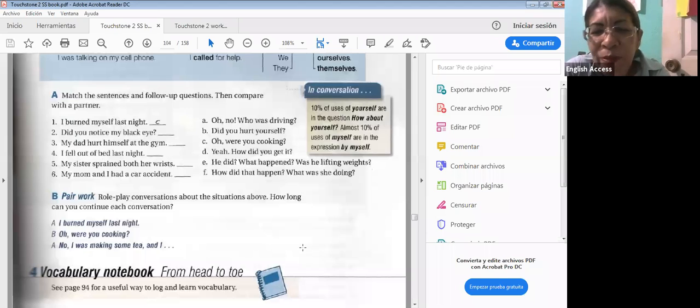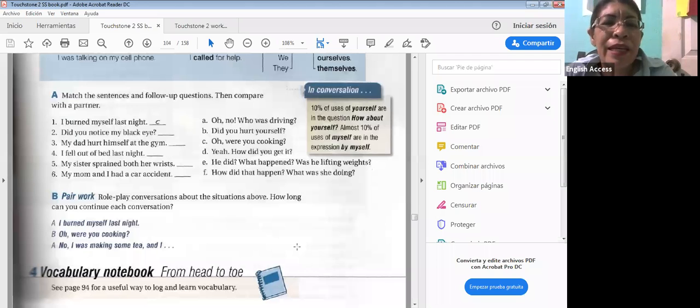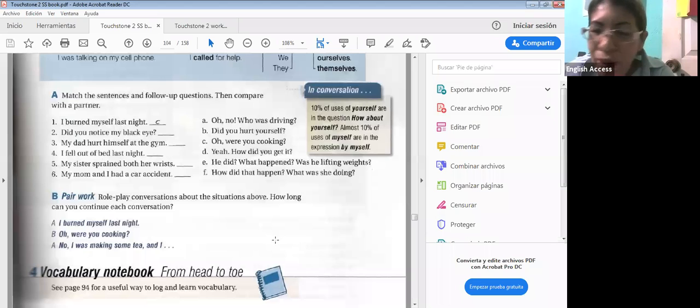Let's begin, number 4. I fell out of bed last night. Did you hurt yourself? Yes, I did. I hurt myself. Okay. I hurt my back. I hurt my neck. I hurt my knee. Okay, continue, number 5.